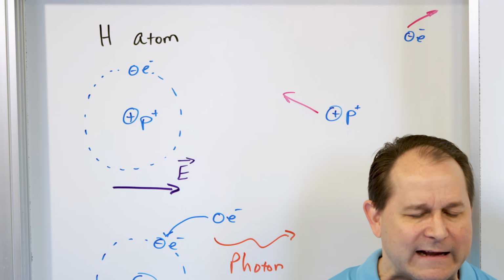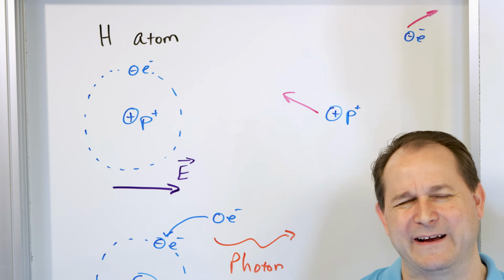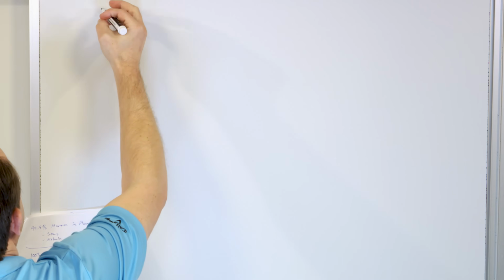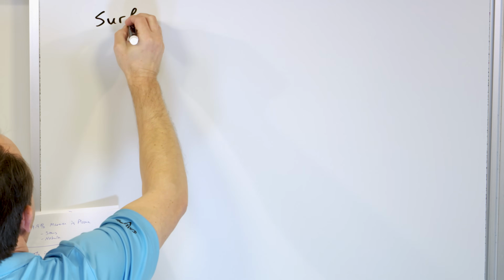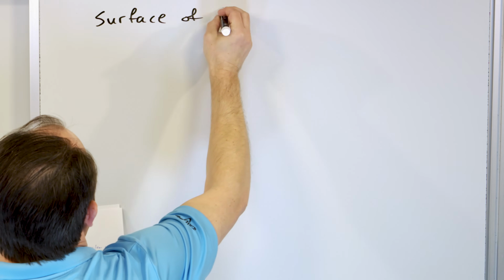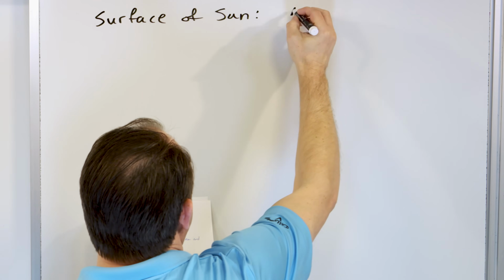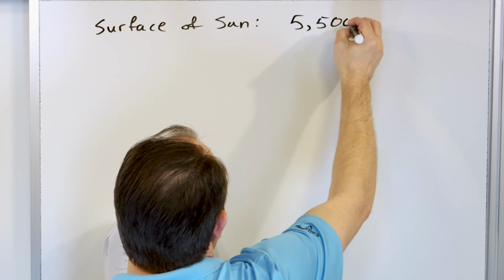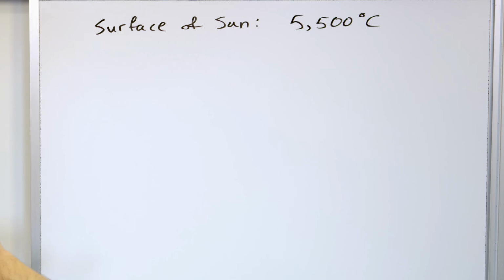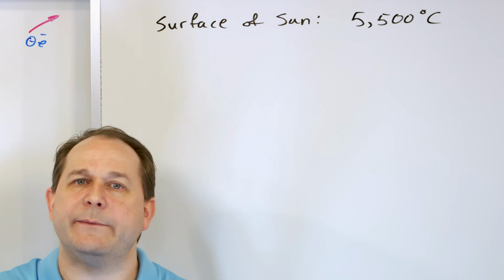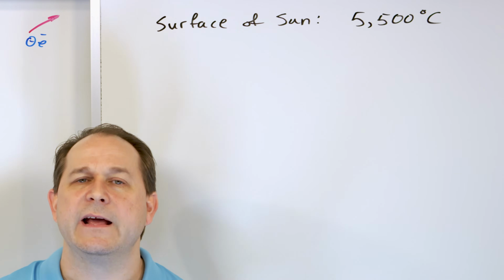All right, now let's talk a little bit about temperature of plasmas, because I just find it fascinating. We're going to write down a few numbers and talk about it. We're going to talk about the surface of the sun. The surface of the sun we can measure to be about 5,500 degrees Celsius. Very, very hot, right? And because it's so hot, of course, the hydrogen and helium and things that form in the outer layer of the sun, it's a plasma.